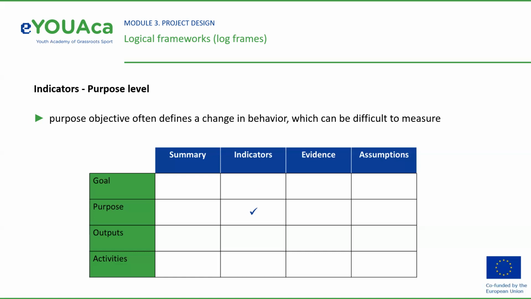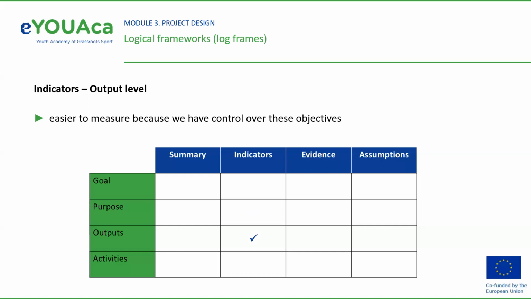Purpose level indicator. Indicators can be difficult to identify at purpose level. This is because the purpose objective often defines a change in behavior, which can be difficult to measure. Some creative thinking is needed for setting indicators at this level.